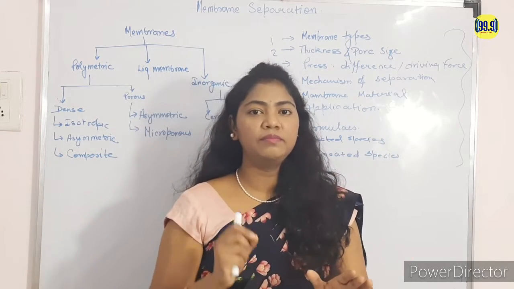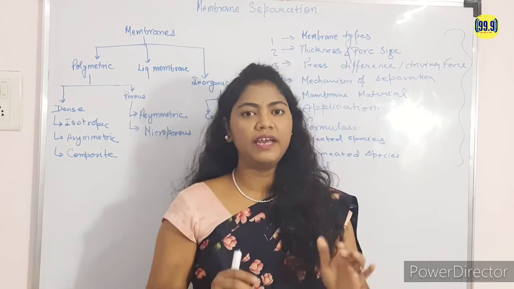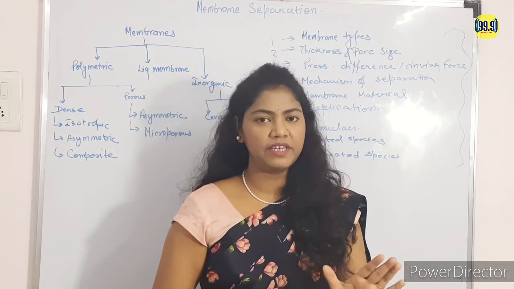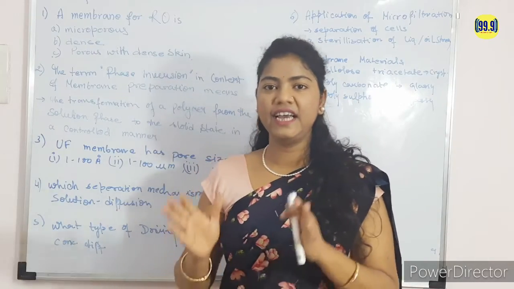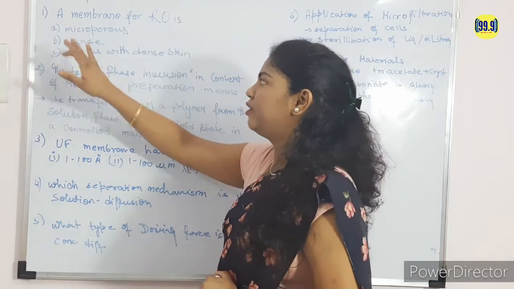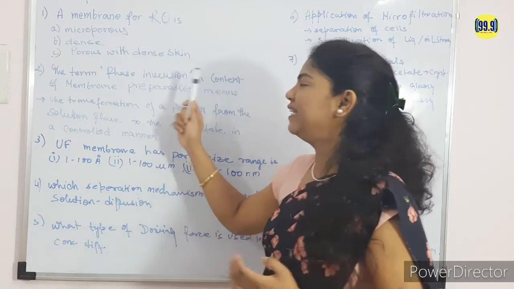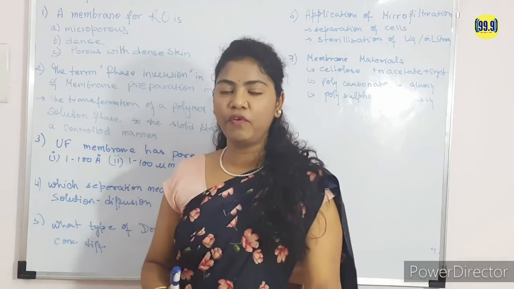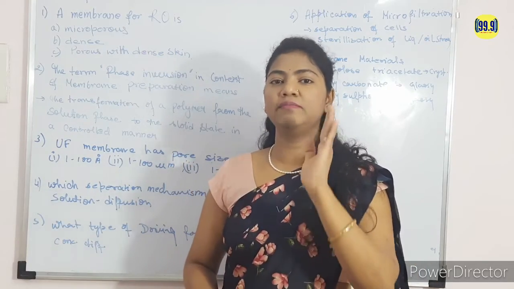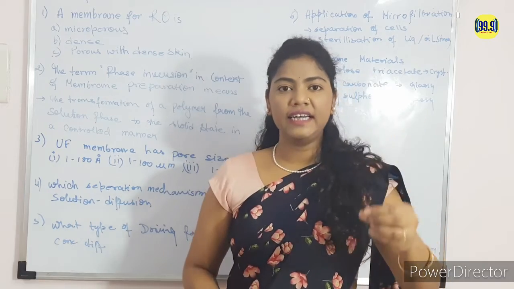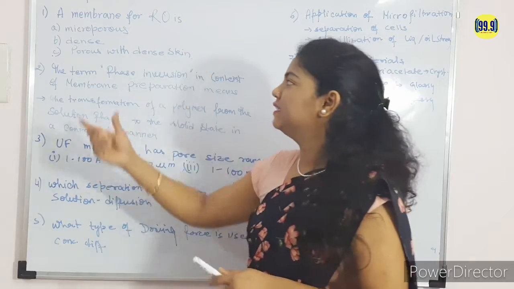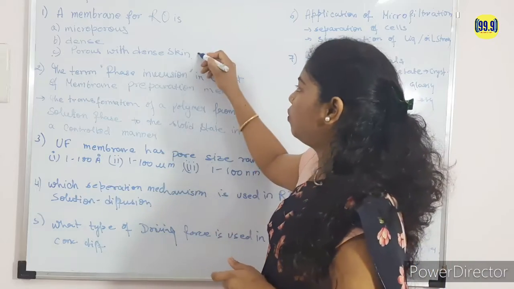Now I am going to solve some MCQs related to that topic. We will discuss them one by one, at least five, six or seven MCQs. So let's start. The first one: a membrane for reverse osmosis is, we have options microporous, dense, and porous with a dense skin. I discussed just before the table which contains all the categories of feed, separation techniques, mechanism and membrane type. In that I already mentioned that the membrane for RO is porous with dense skin. The answer is porous with dense skin.